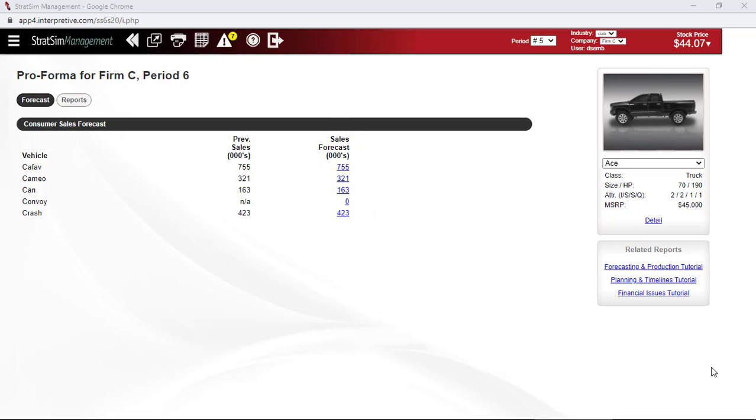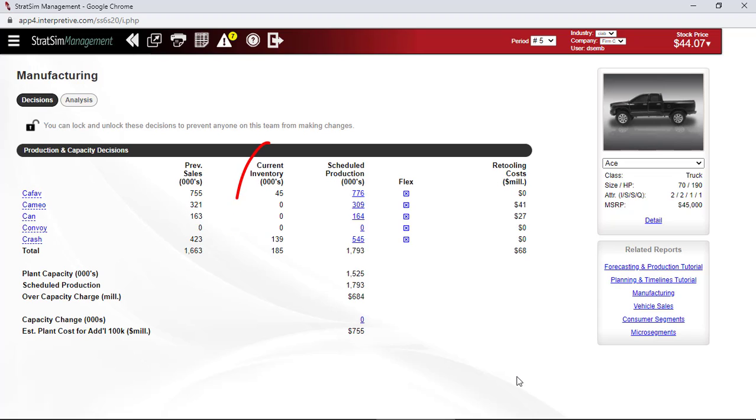And to start with, you can use your previous sales for any vehicle you had that was selling in the previous year. You can see whether or not you have excess inventory. And that means that you had previously estimated your sales a little too high, thus you were left with inventory. Or did you have shortages, meaning that you had estimated your sales perhaps a little too low, as was the case with the Cameo. You can see that you have zero inventory currently.